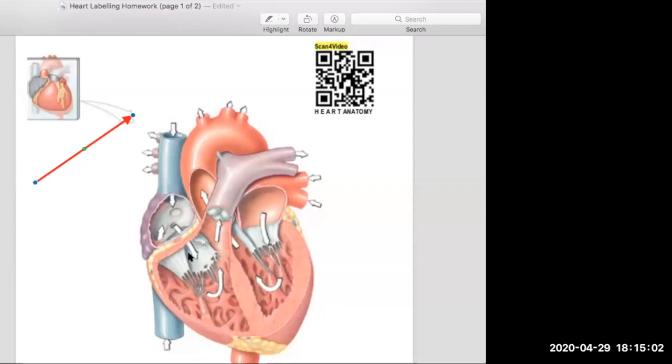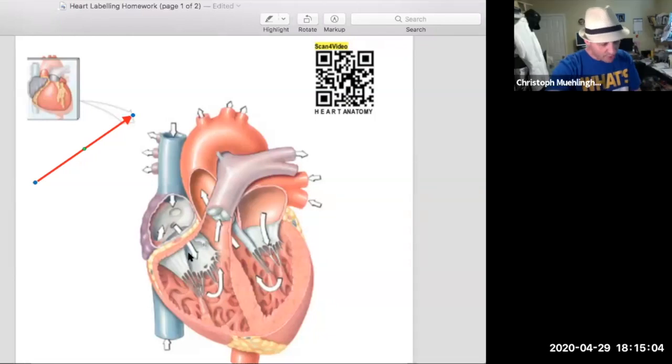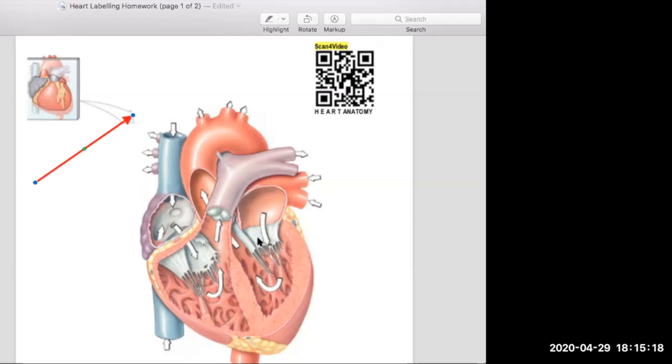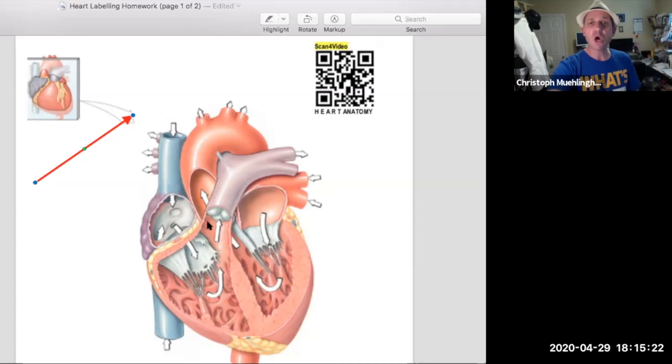Atrioventricular valves. Good. They're both good answers because they are both atrioventricular valves. This will be the tricuspid. This will be the bicuspid, which is also known as the mitral valve. Which number are we? Number 7. And number 8 was the other set of valves.